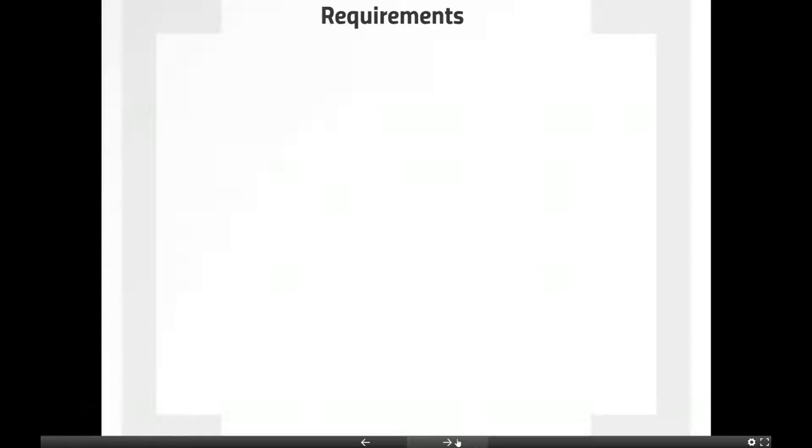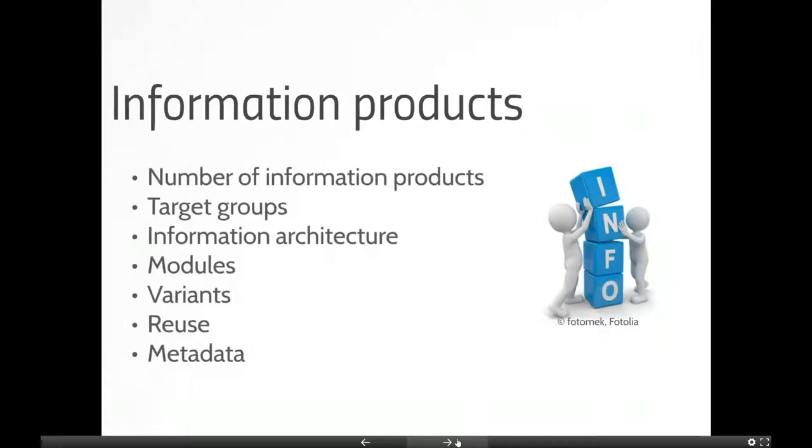And the best way is to start with a requirement, not just buy a tool, but collect your requirements. And I would like to provide you with a list of areas that you need to check and see which requirements result from these areas. And the first one is that you should take a look at the information products that you need. An information product is something that you need to publish in some way.